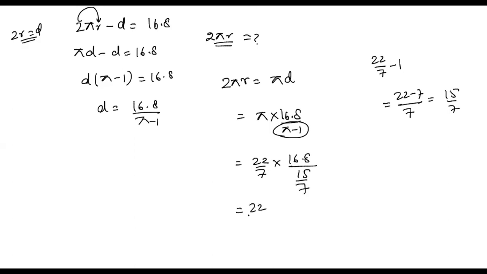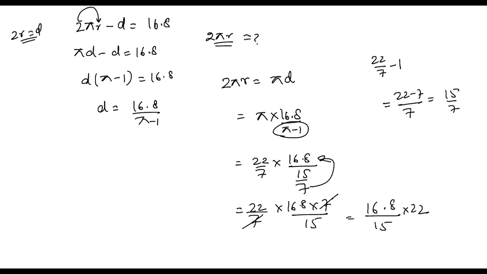Now this 22 by 7 into 16.8, and this 7 will go to the numerator and be multiplied by 15. So this 7 and 7 will get cancelled out. So now you need to find the value of 16.8 upon 15 into 22. How can you find out the value of this? First you need to divide 16.8 by 15. 15 ones are 15, then 1, then decimal point, and then 5, 15 ones are 15. So that would be 1.1.